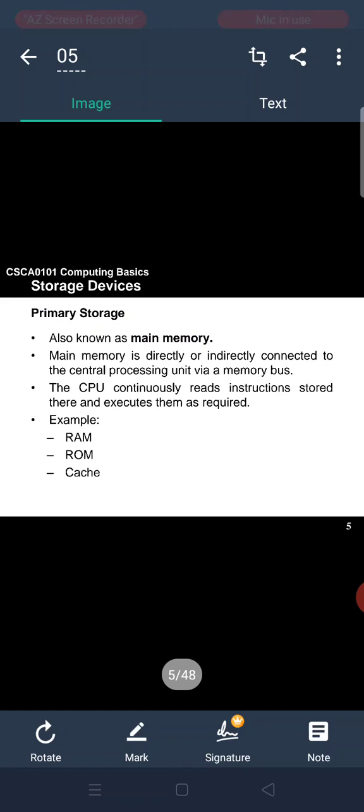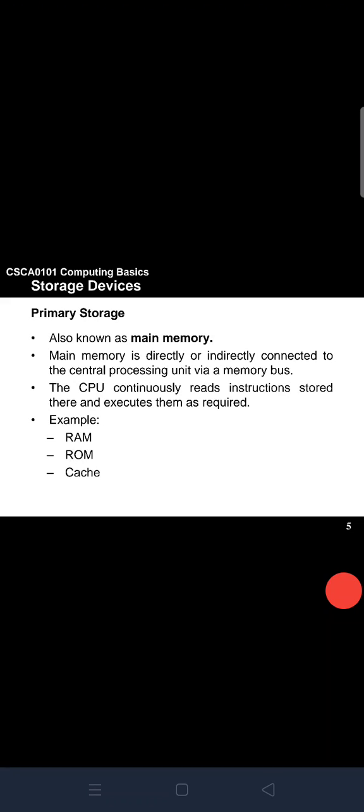In primary storage, also known as main memory of the computer, main memory is directly or indirectly connected to the CPU via memory bus. The CPU continuously reads instructions stored there and executes them as required. CPU directly communicates with the main memory. Examples of main memory are RAM, ROM, and cache.